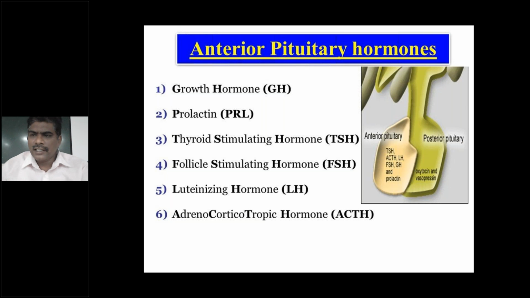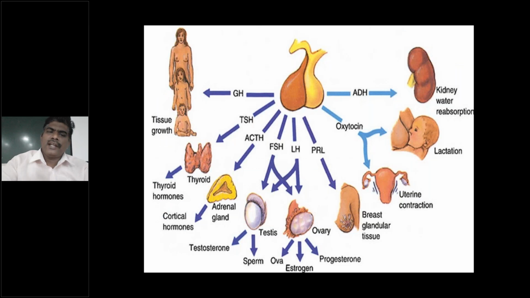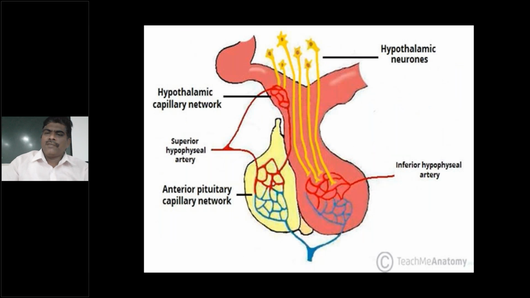I think yesterday I covered the posterior pituitary gland. So today I am exclusively talking about the role of the anterior pituitary gland and its functions in the human body. I am repeating once again: the anterior pituitary secretes growth hormone, prolactin, thyroid stimulating hormone, follicle stimulating hormone, luteinizing hormone, adrenocorticotropic hormone. Another name for the anterior pituitary gland is adenohypophysis, and the posterior pituitary is neurohypophysis.